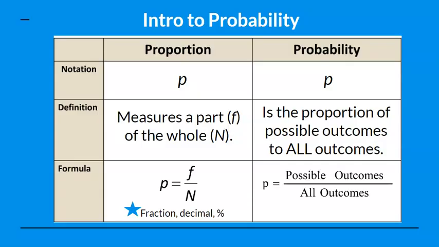As such, the formula for probability looks very similar to proportion. In the probability formula, possible outcomes is the frequency of a specific outcome, and all outcomes is the total number of outcomes. Probability is reported primarily in decimals and sometimes in percentages.